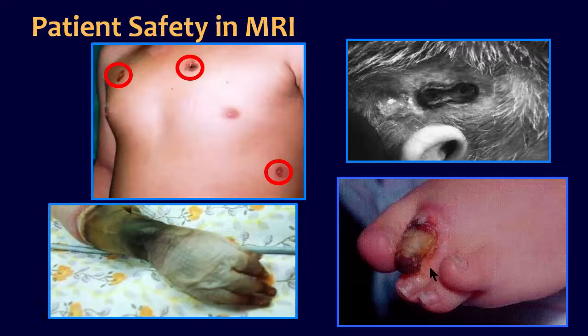And these were both as a result of using a piece of equipment that was not designed to be used in the MR magnet room. It was not designed to be used with a patient that was in the magnet itself.